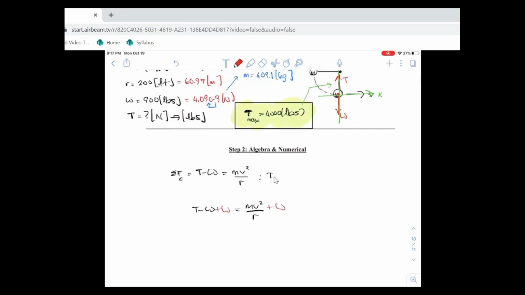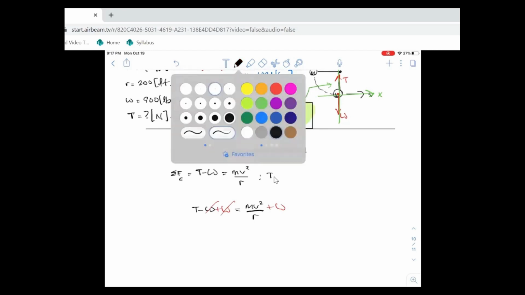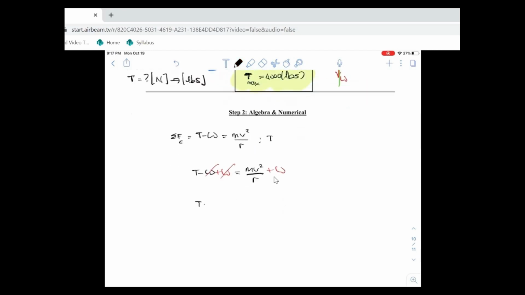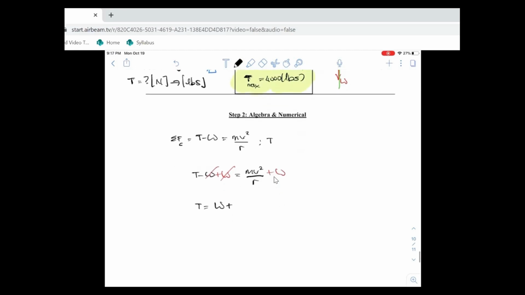What happens is W is going to cancel, adding up to 0 on the left hand side. So now I've got an expression for T. The tension on the cable is going to depend on the weight. That's common sense: the heavier you are, the more tension you will induce on the cable. It's also going to depend on your speed, so speed becomes a variable.